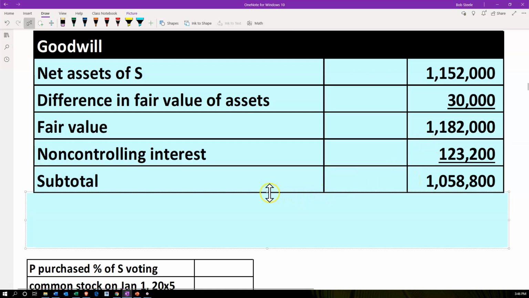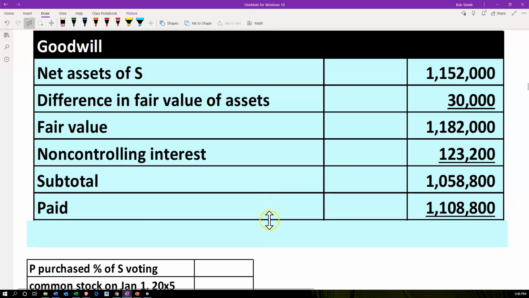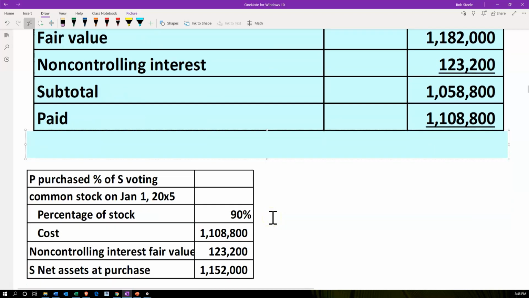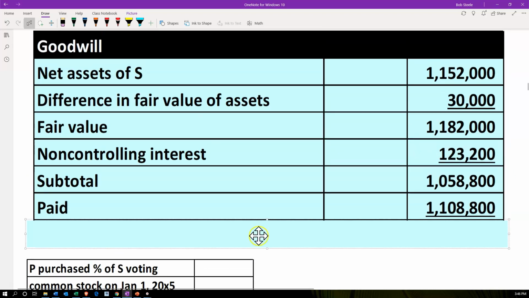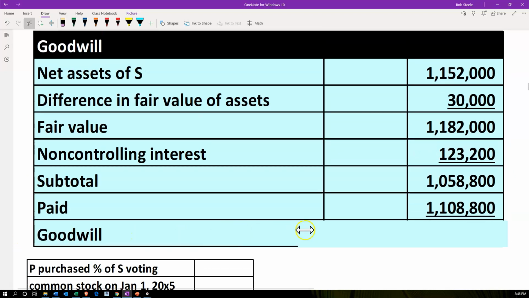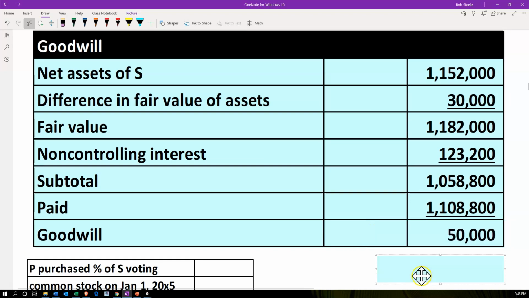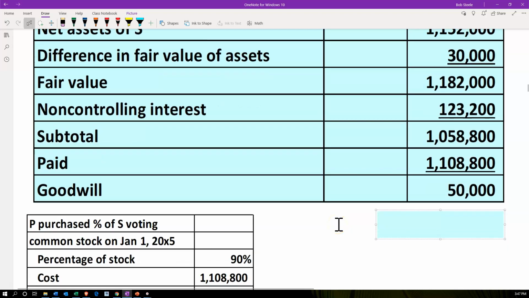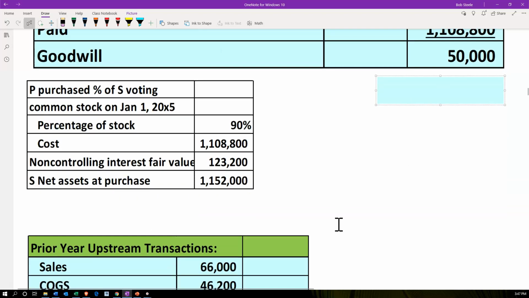But there was goodwill, and we know that because the amount that was paid by P was this amount that was given here, $1,108,800. Therefore, the goodwill is going to be the difference between those last two numbers, that being 50,000. So we're going to start off with the goodwill of 50,000, which later on was impaired by the 25,000, and will go down to 25,000.